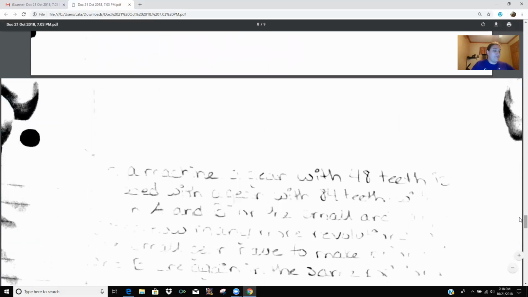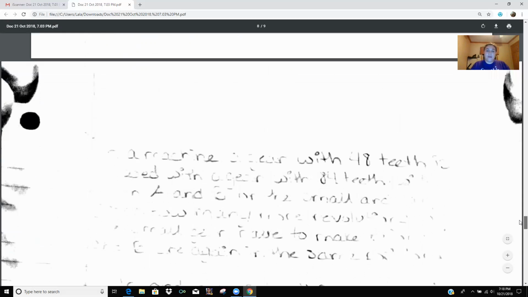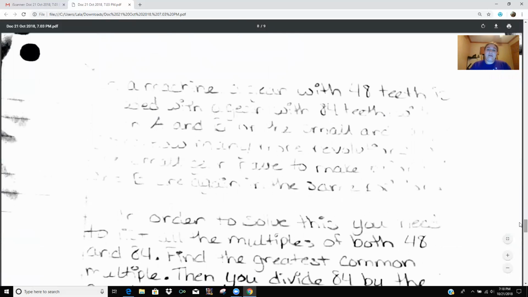All right, so we're going on to the next problem. This one didn't scan very good either, sorry. So in a machine, a gear with 48 teeth is engaged with a gear with 84 teeth. With teeth A and B on the small and large gears, how many more revolutions will the small gear have to make before A and B are again in the same position?